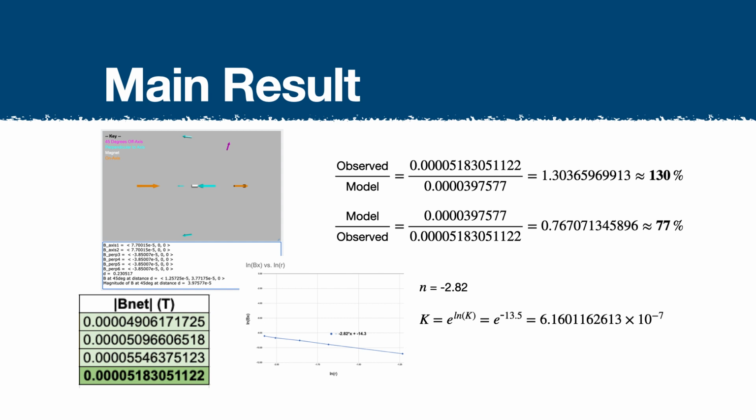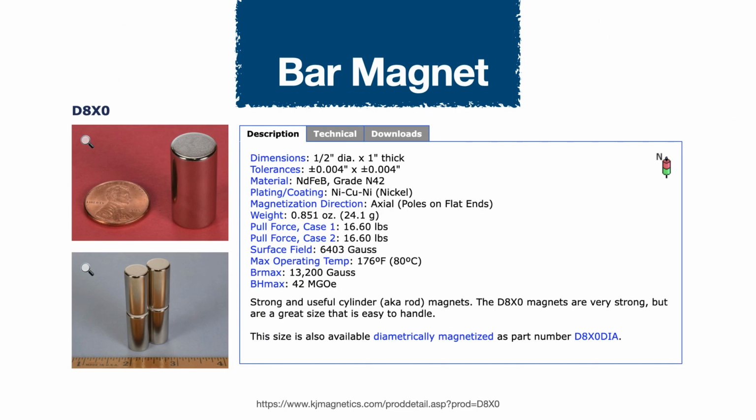The main result of my lab is that the observed 45 degree magnetic field magnitude was approximately 130% that of the model calculation. Similarly, the model calculation was approximately 77% that of the observation. In addition, n was found to be negative 2.82 and k to be approximately 6.16 times 10 to the negative 7. Overall, this likely means that there was error when measuring the magnetic field of the bar magnet for this experiment. Shown here is the details behind the bar magnet used in this experiment.